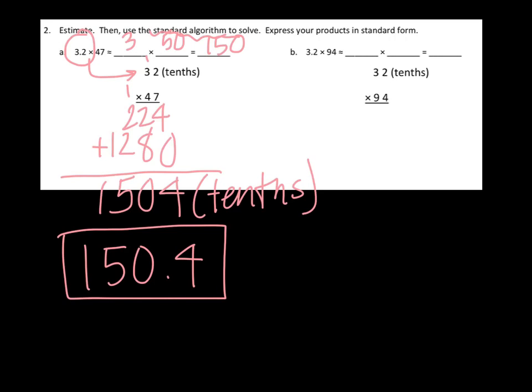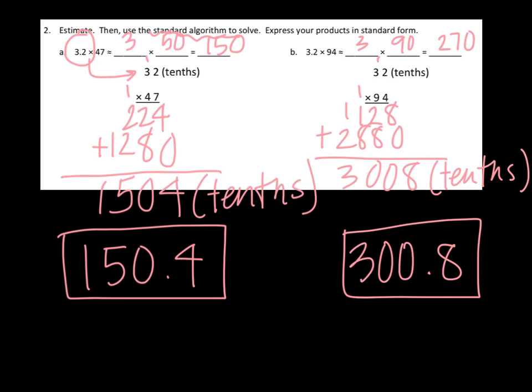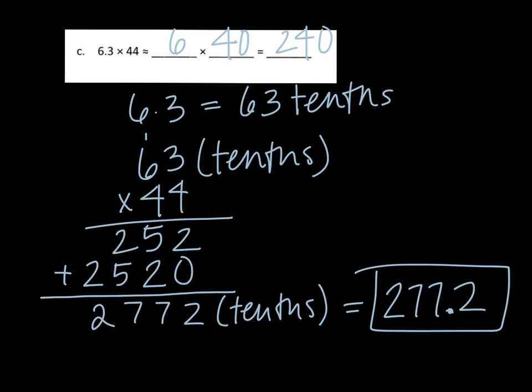Now I want you to pause the video and try B on your own and check your answer. Your answer for B would be 300.8 or 3,008 tenths. And that's very close to our estimate, which is 270. Do the same for 2C. Pause the video and play the video when you're ready to check your answers. Your answer for 2C would be 277.2.